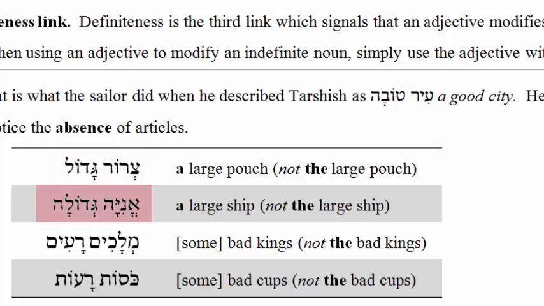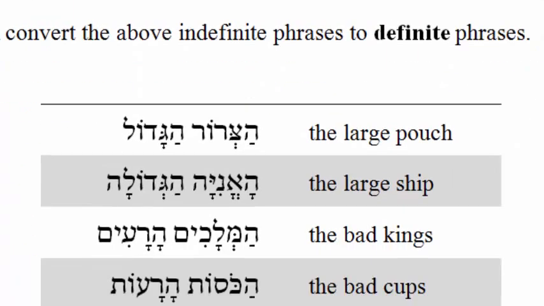oniyah gedolah, melachim ra'im, kosot ra'ot. In contrast, the next group are definite phrases. Hatzoror hagadol, ha'oniyah hagedolah, hamelachim hara'im, hakosot hara'ot.